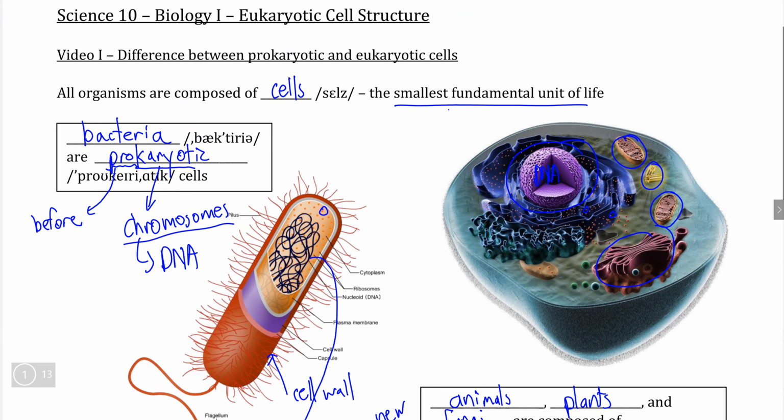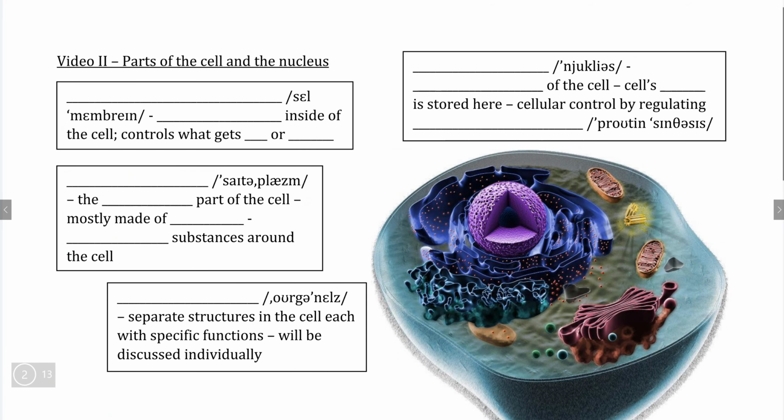Now that you can distinguish between prokaryotic and eukaryotic cells, in the subsequent videos in this series, we're going to be exploring the roles of the different components that make up a eukaryotic cell and how those components work together in order to keep the organism alive.